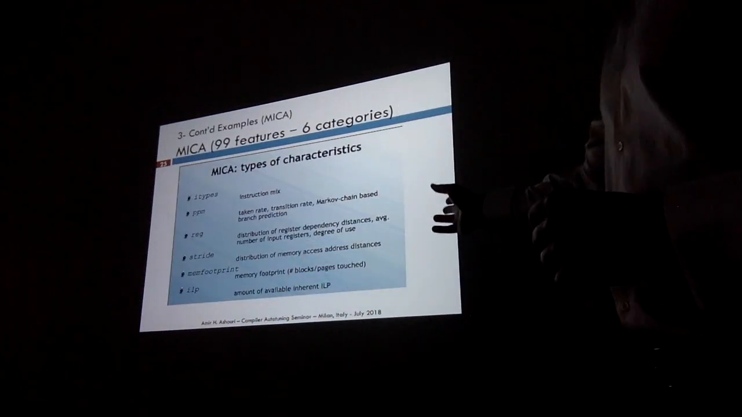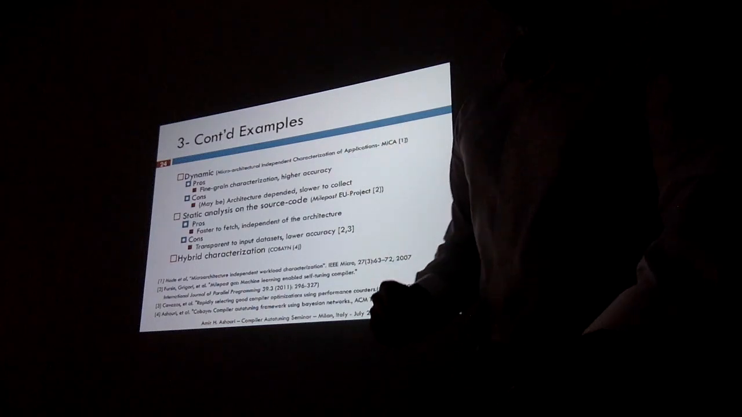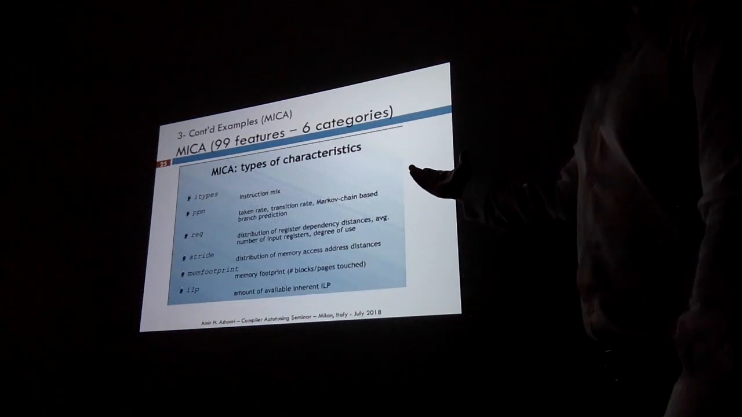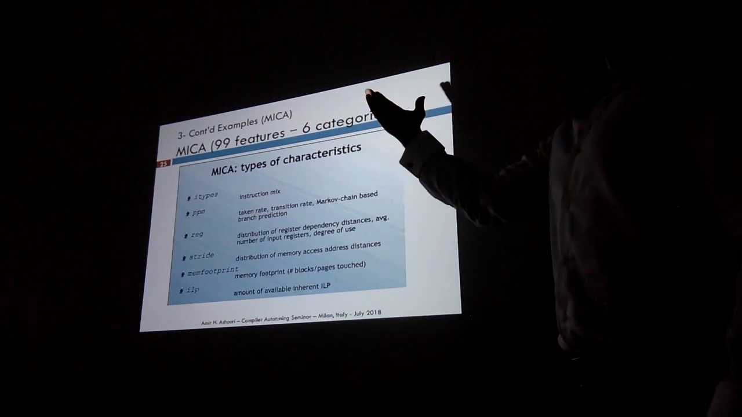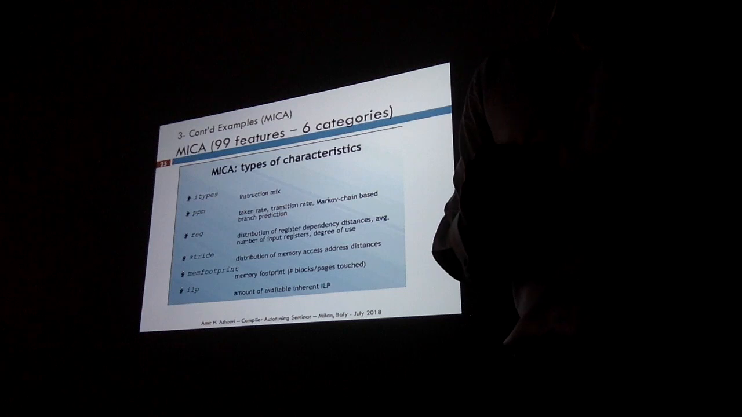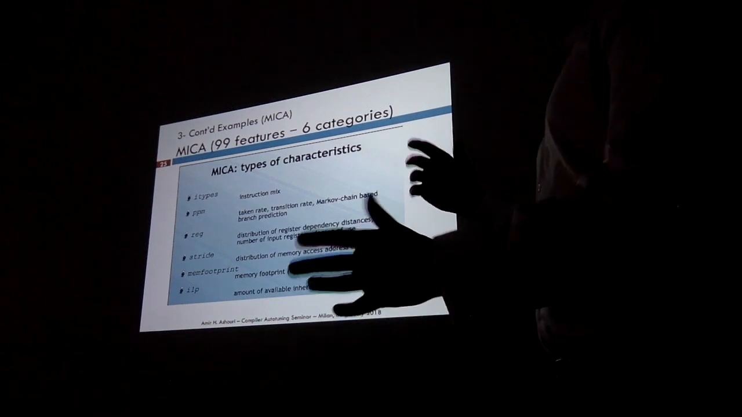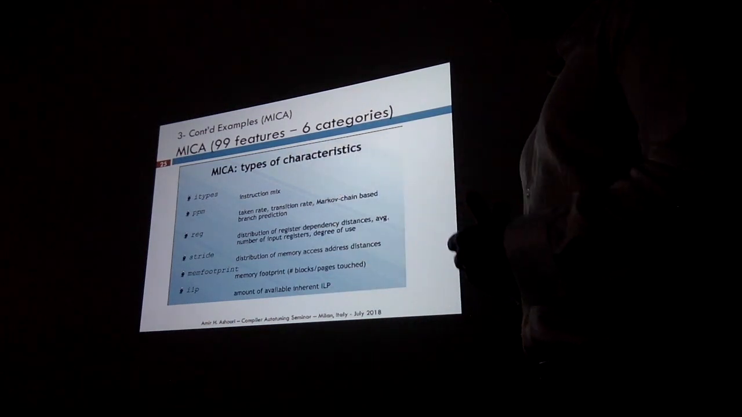That was the example of Mika, the first one, which has a dynamic characterization. It was giving us around 100 features in 6 categories. These are the 6 different categories you can get from the Mika projects: the instruction types, the ILP, number of registers, the strides, and also all the memory footprint information.